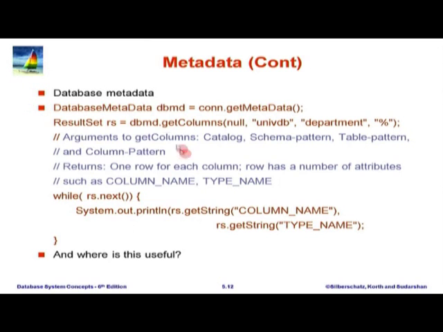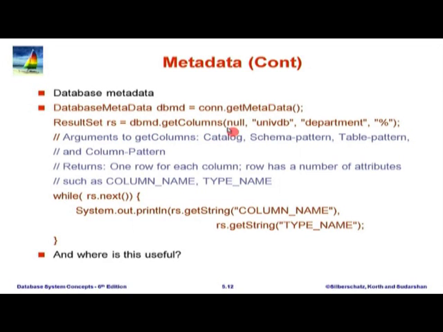So this was for a result set. Similarly, there's a DatabaseMetaData. Here, you're getting metadata about the whole database, and that you get by the following function. Connection, once you open a connection, dot getMetaData. It returns an object of type DatabaseMetaData. Now, on this, you can execute a number of functions. I'm not showing all of them. You can read those up later. I'm just showing one simple function, which is called getColumns.